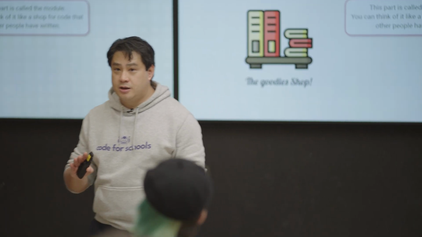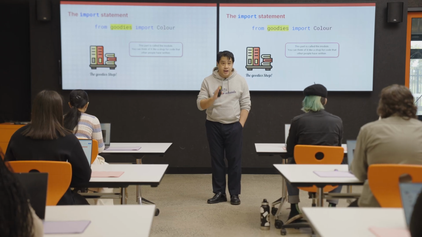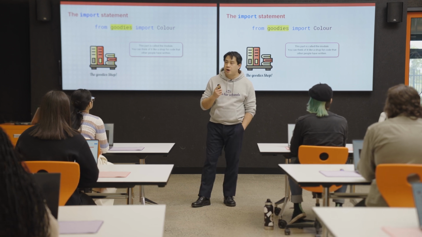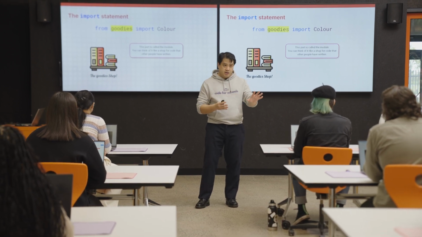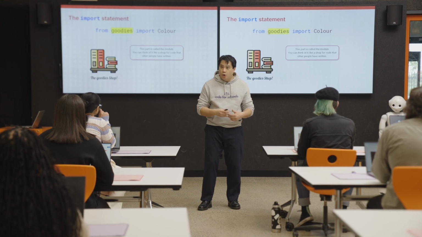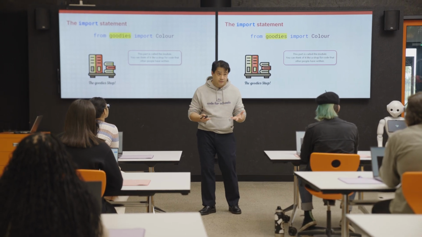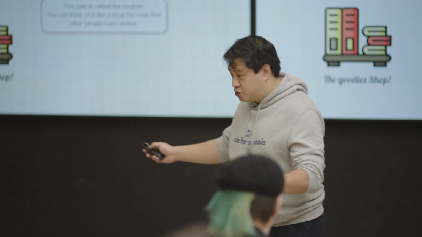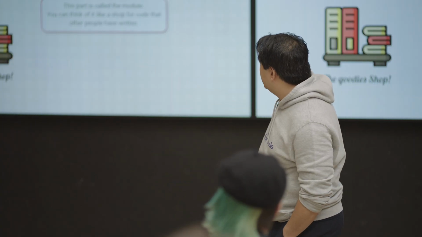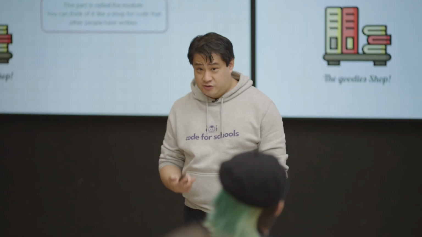So this is like the shop. This is like the name of the shop. If you want to go buy a charger, maybe you can go to the official Apple shop, or maybe you can go to Kmart and buy another charger that's not Apple, but you can still get the charger, right? There are many different shops. So the goodies in this example is like the name of the shop.